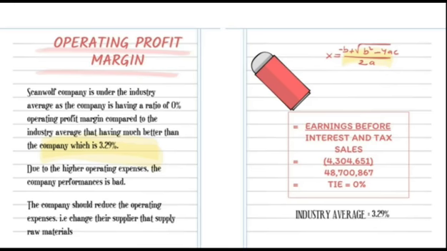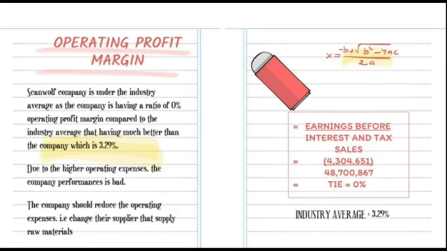The second one is operating profit margin. Operating profit margin is the profit earned from the operation of the company. Scanwolf company is under the industry average, as the company has a ratio of 0% compared to the industry average, which is much better than the company, at 3.29%.